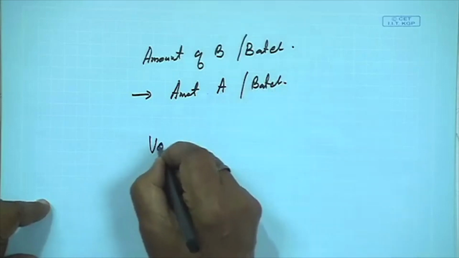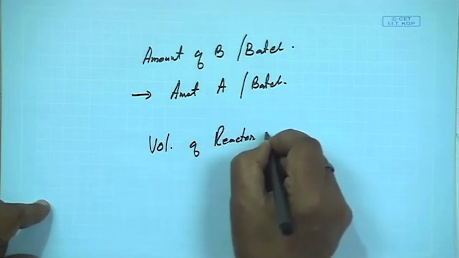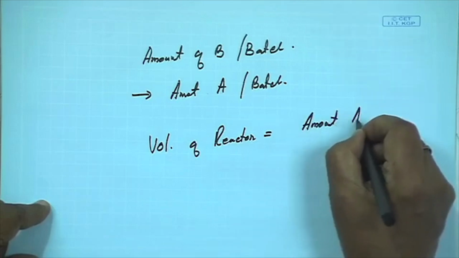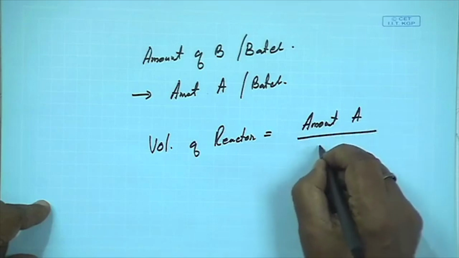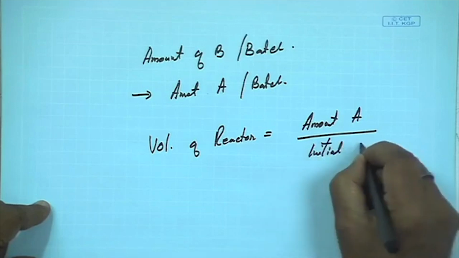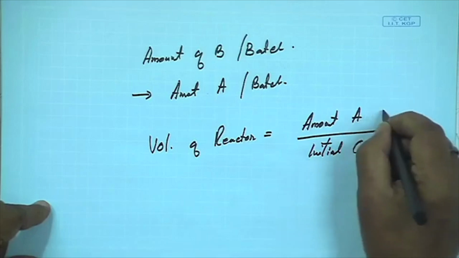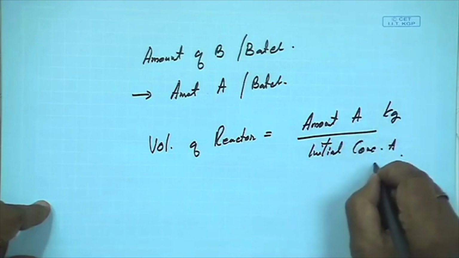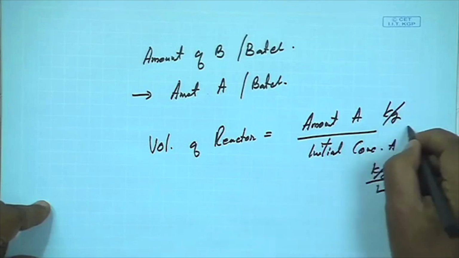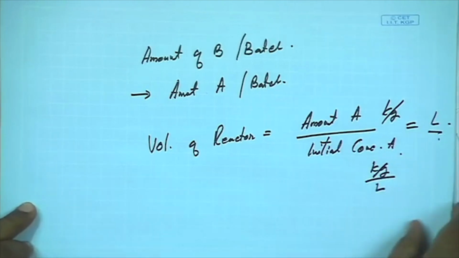Now, what is the volume of the reactor? Volume of the reactor is the amount of A required per batch divided by the initial substrate concentration of A. This amount is in kg, and the concentration will be kg per unit volume, per liter. So, kg will cancel, and this will be liter. So, you can find out the volume of the batch reactor like this. Thank you.